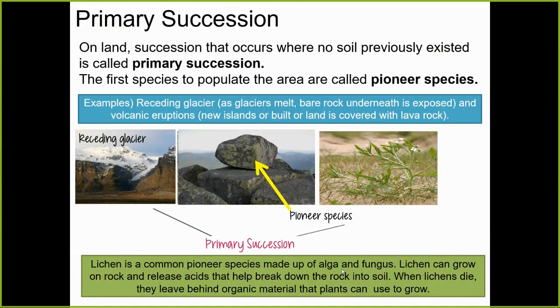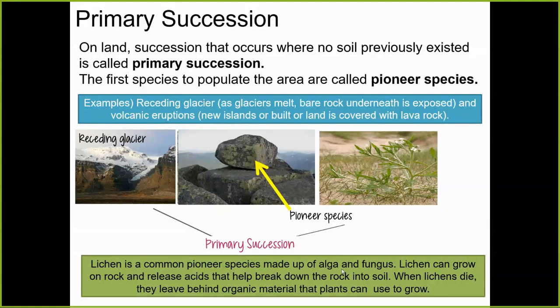We have something called primary succession. If the land has never had soil, like a lava flow, maybe a glacier retreats, and you just have bare rock, the first species that populates the area is going to be the pioneer species. Those pioneer species are creating what we call primary succession. They go from bare rock and start to form soil.